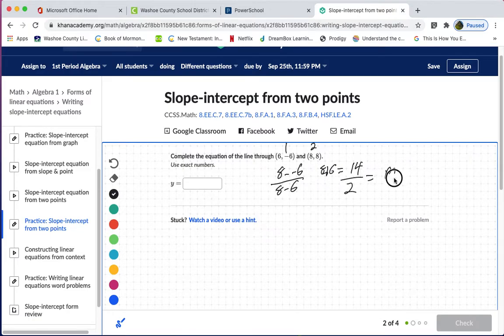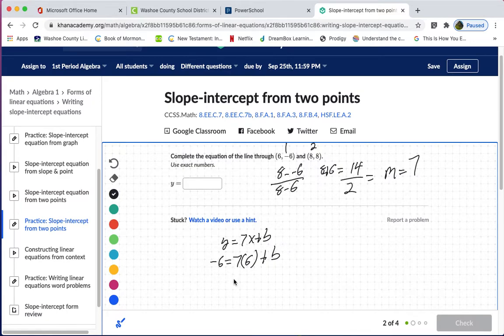So our slope is 7. So we have y equals 7x plus b. Let's plug in a point. I think we did the other one last time. We'll do 6 and -6. So -6 equals 7 times 6 plus b.